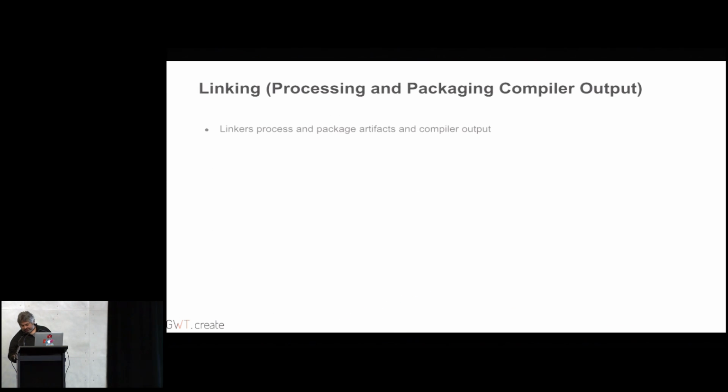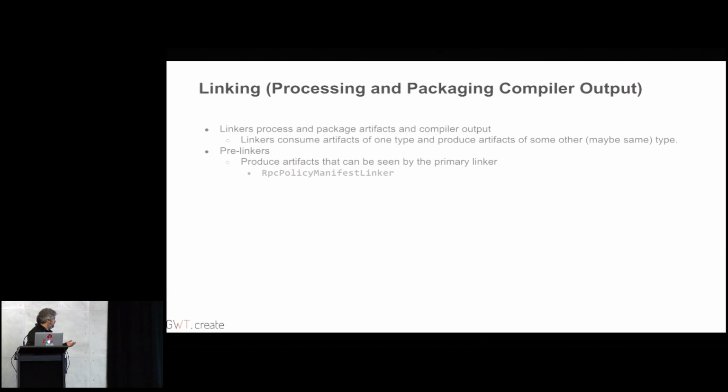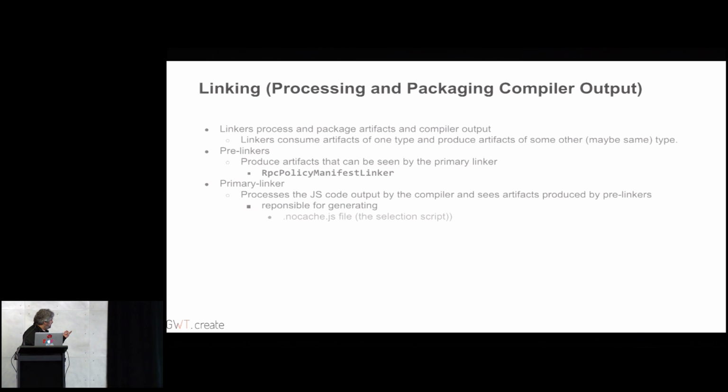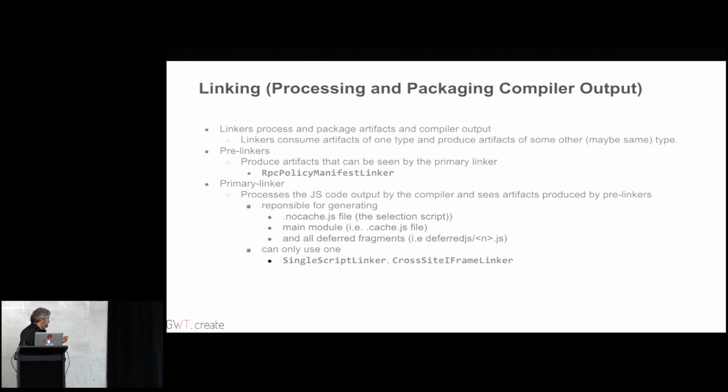And I'm just going to talk briefly about the linkers. So after you get the JavaScript, the compiler runs the linker phase. We call them linkers. Probably packagers or post-processors would be a better name. So the purpose of the linkers is to package artifacts and compiler output. There are three types of linkers: the pre-linkers, the primary linker, and the post-linkers. The pre-linkers are the first ones that get a chance to run, and they can consume and create artifacts.